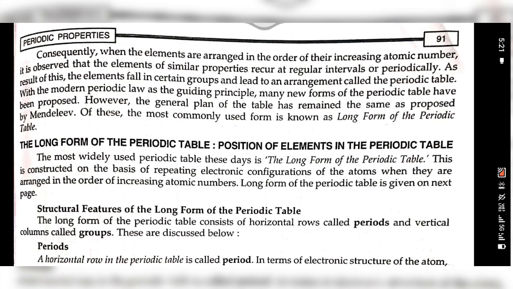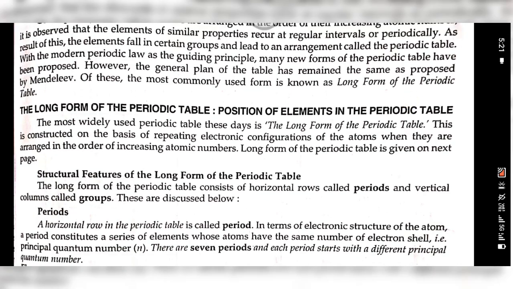Structural features of the long form of the periodic table. The long form of the periodic table consists of horizontal rows known as periods and vertical columns known as groups. They are discussed as follows. Periods.